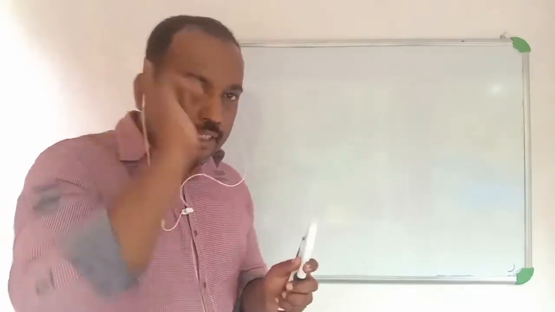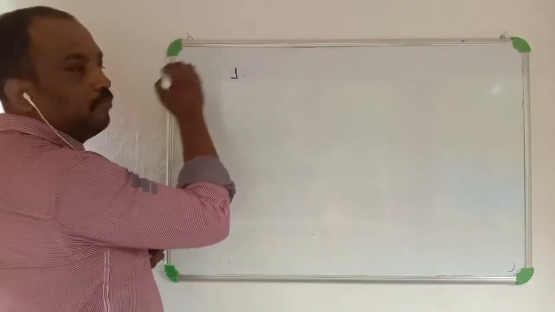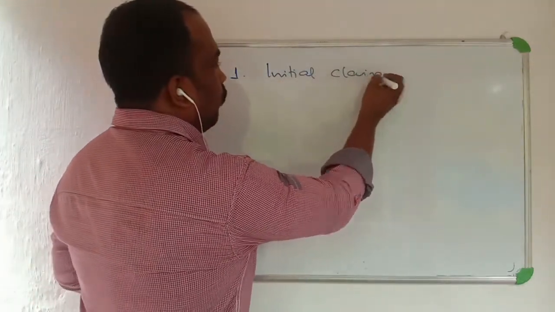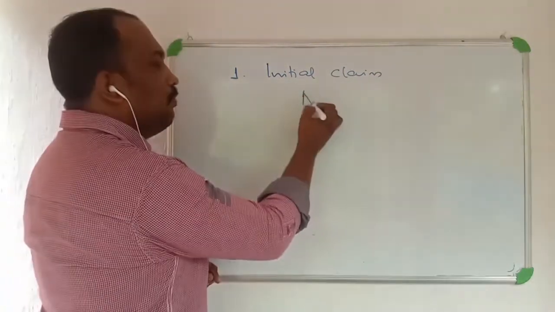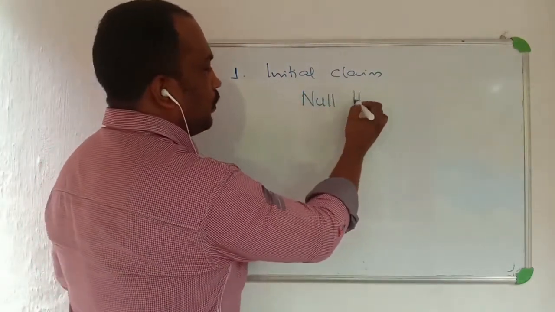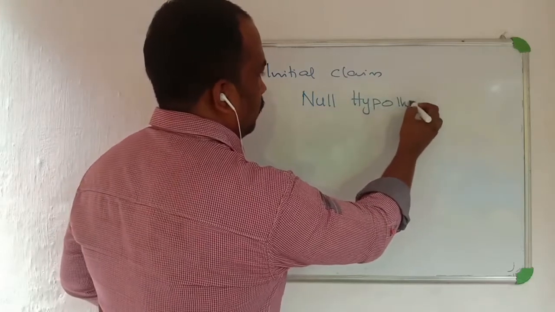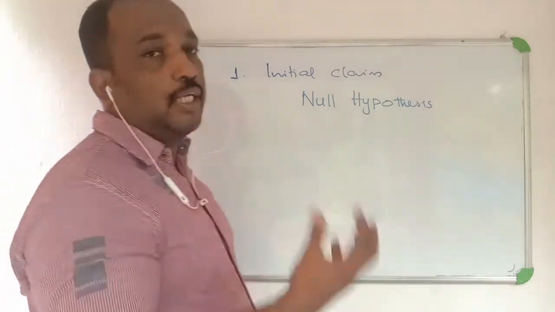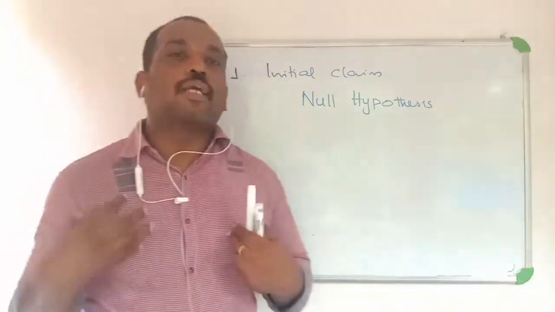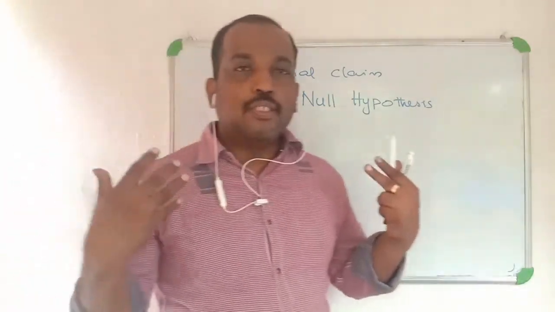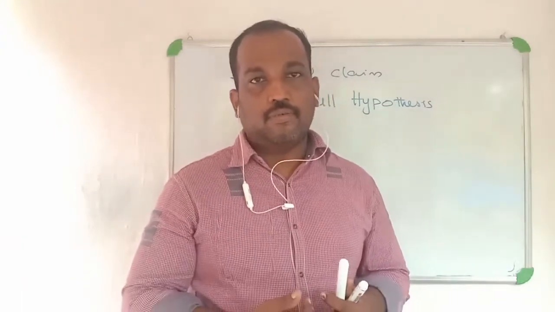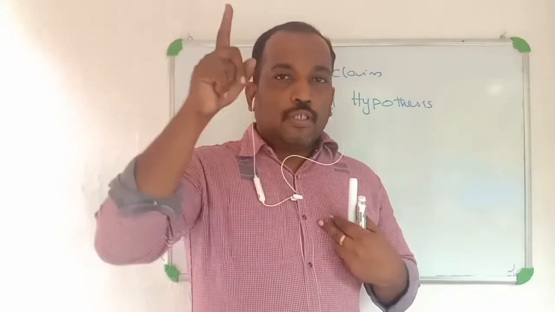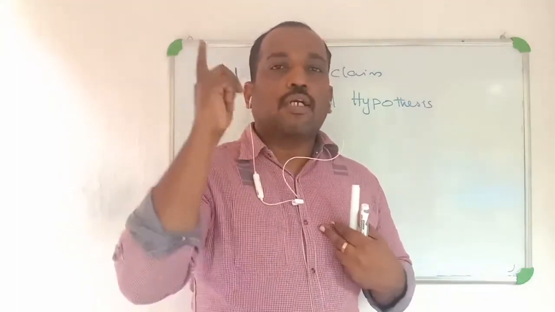That first initial claim, or general claim, is named the null hypothesis. The initial claim. Suppose I am making a claim that 10% of the people in this world are left-handed. That is a claim by myself. So it is your task to accept my claim or reject my claim.